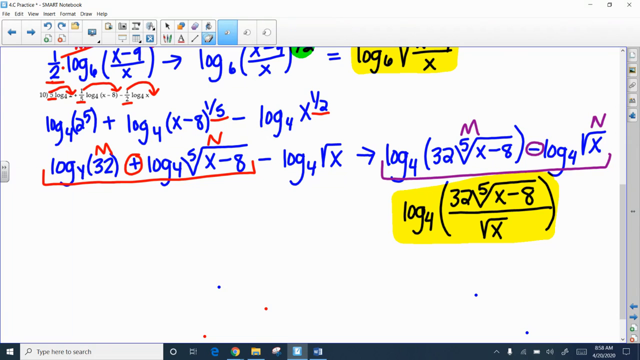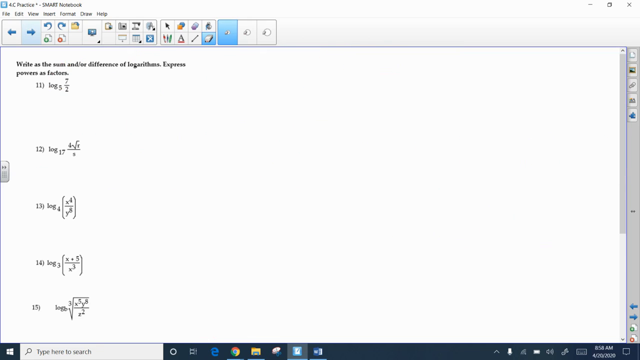Now, our last problems here are, it says write as a sum or difference of logarithms, express powers as factors. So what this is telling us to do, since we're trying to write it as a sum or difference of logarithms, so logarithms that are added or subtracted, even though it doesn't come out and say it, we're trying to expand in this case. So we're using the same 3 properties.